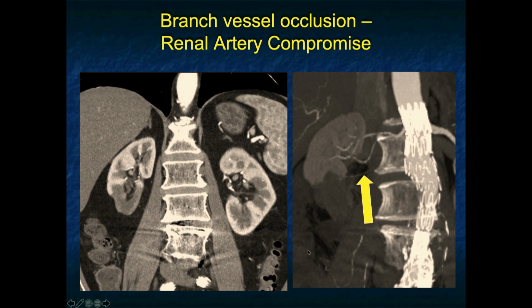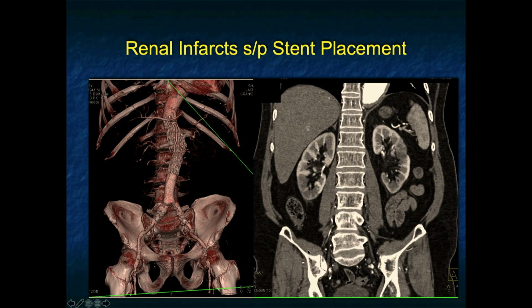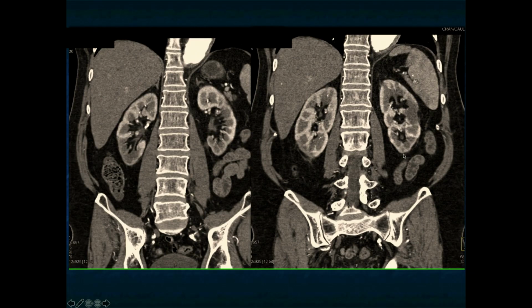And invariably, it's small accessory renal arteries. Here's another example, stent placement went well. Here is decreased perfusion, lower pole right kidney, mid portion of left kidney. Here it is again. So it's not really going to be uncommon.